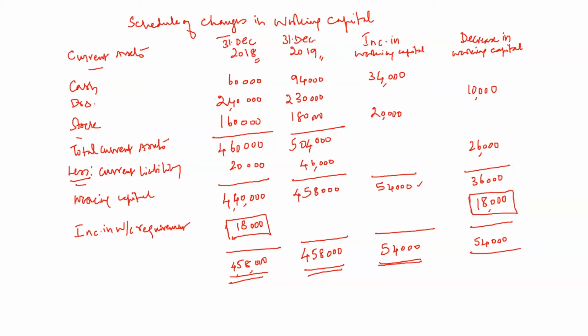So this is one part of calculation where we are adjusting and calculating the increase or decrease in the working capital requirement by preparing this kind of a schedule. So this is the first part of your calculation to prepare the fund flow statement.